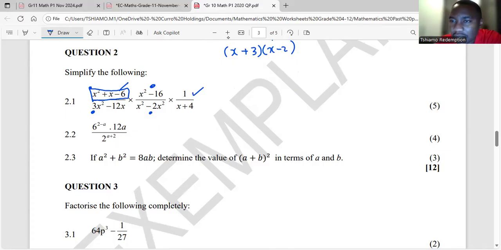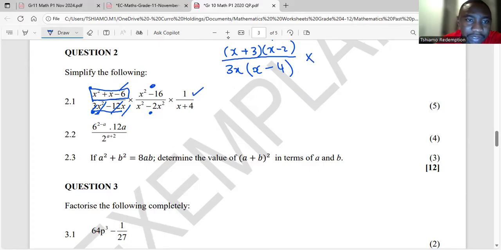If you're not sure about factorizing, you can watch our video on that one. But here, I'm assuming everyone knows how to factorize. In this part here, take out a common factor. What will be the common factor? 3 and x, so 3x. In this case, if I remove 3x here, I'm left with x. And then if I remove 3x here, I'm left with minus 4. Do you see it?